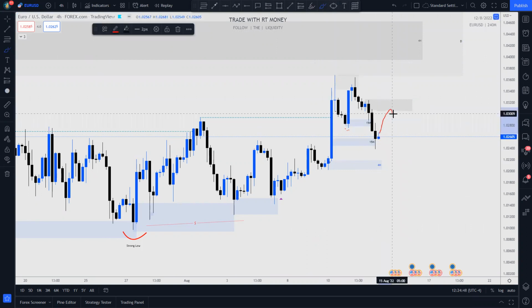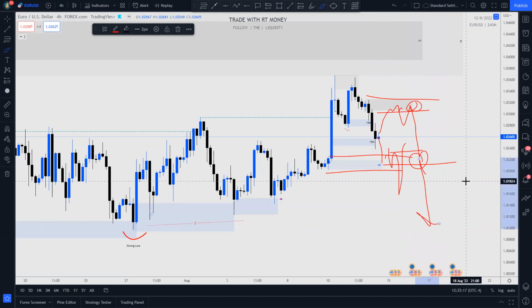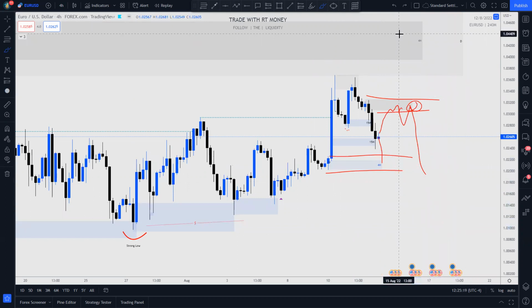I'm expecting price to round over. And as soon as price hits here, I'm going to the 15-minute for confirmation before I enter a sell trade. If price comes down to here, I want to see this zone taken out. And when it comes back up, I'm looking at the demand zone for a high probability trade to the downside. That is my conservative, safe entry.